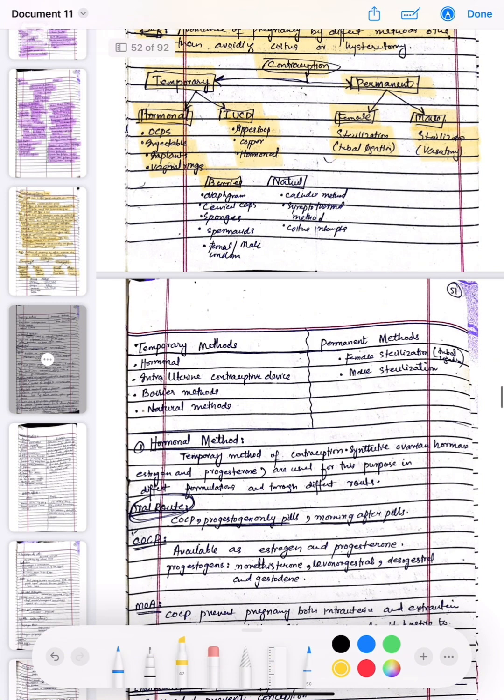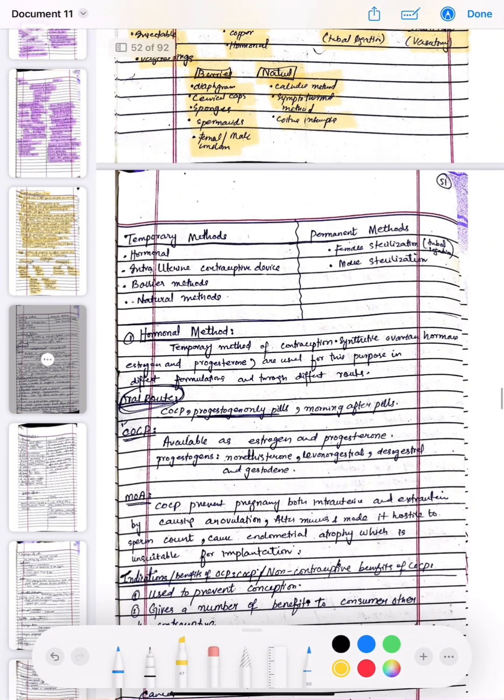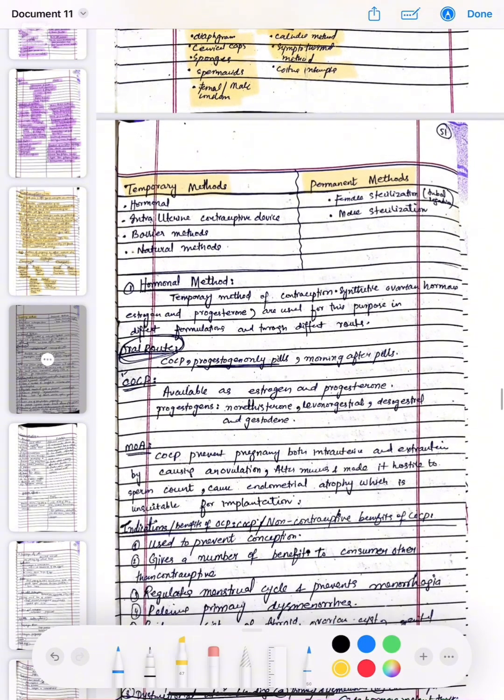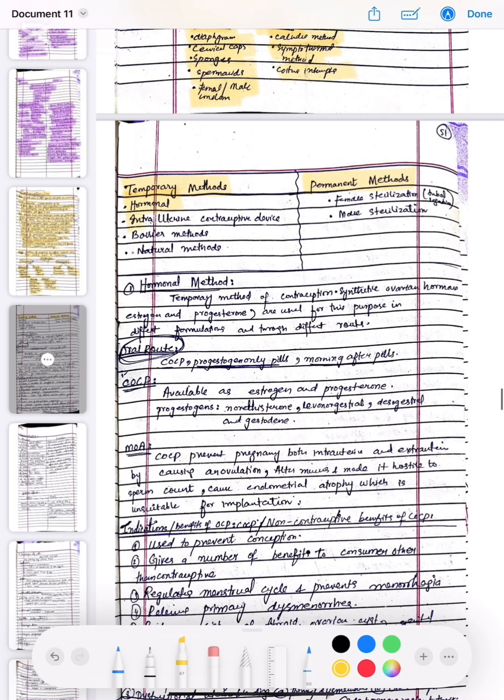Then we have the barrier methods and the natural methods. The barriers are diaphragm, cervical caps, sponges, and spermicides, and female or male condoms. Then the natural methods are the calendar method, the thermal method, and coitus interruptus. So the temporary methods are hormonal, intrauterine contraceptive devices, barrier methods, and natural methods. The permanent methods are female and male sterilization.